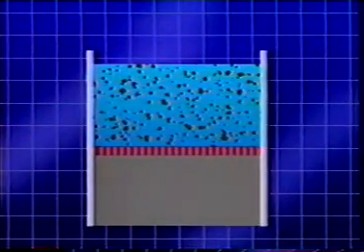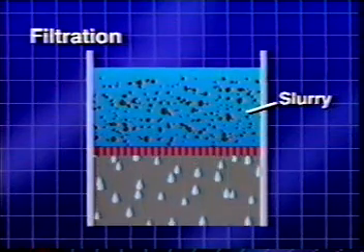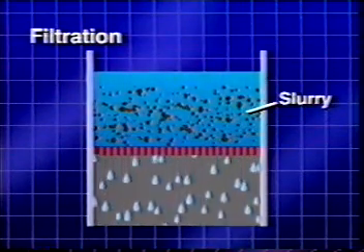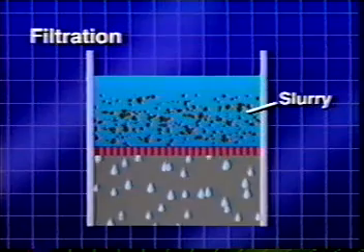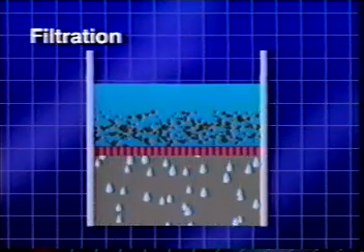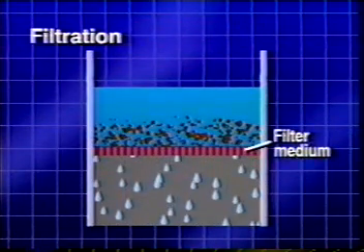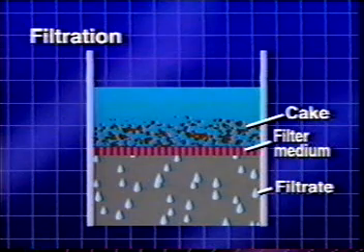The solid and liquid of a slurry can be separated by passing the slurry through cloth, paper, wire mesh, or another porous material through which the liquid will pass, but the solid will not. This is called filtration. The porous material used is called a filter medium. The liquid which passes through the filter medium is called a filtrate, and the solid matter held back on the medium is called cake.